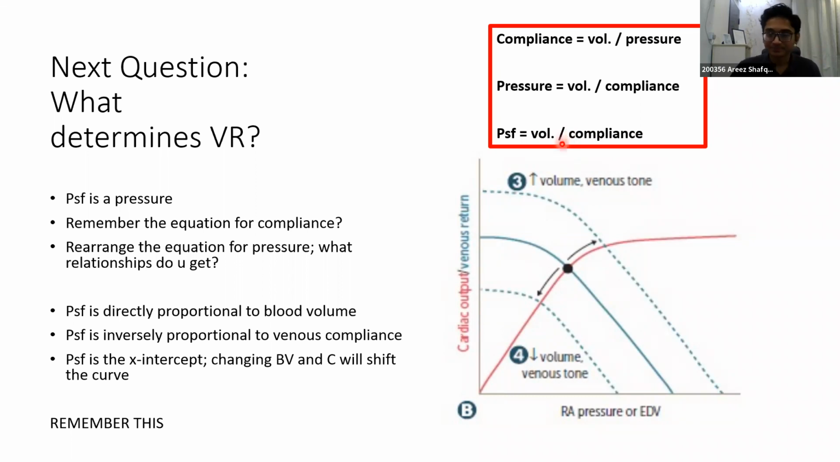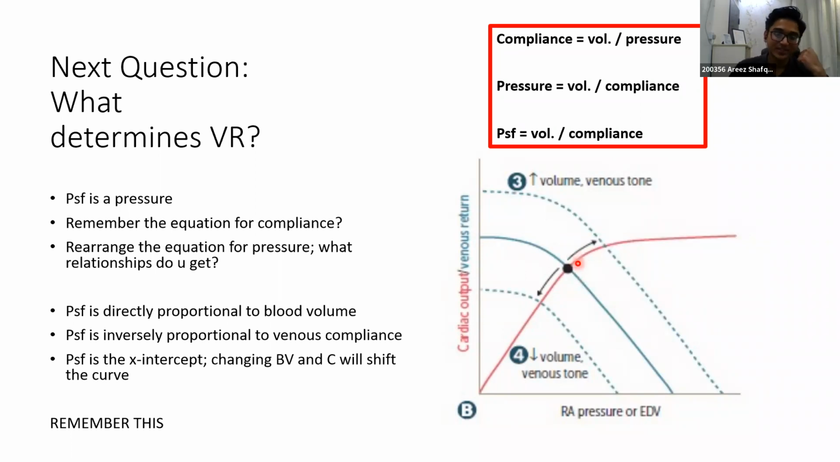Okay. So you need to know this as well. This is a very important point for your exam because Dr. Abdul Jabbar can ask you, for example, what would move the venous return curve from this point to this point? Either an increase in volume or an increase in venous tone.